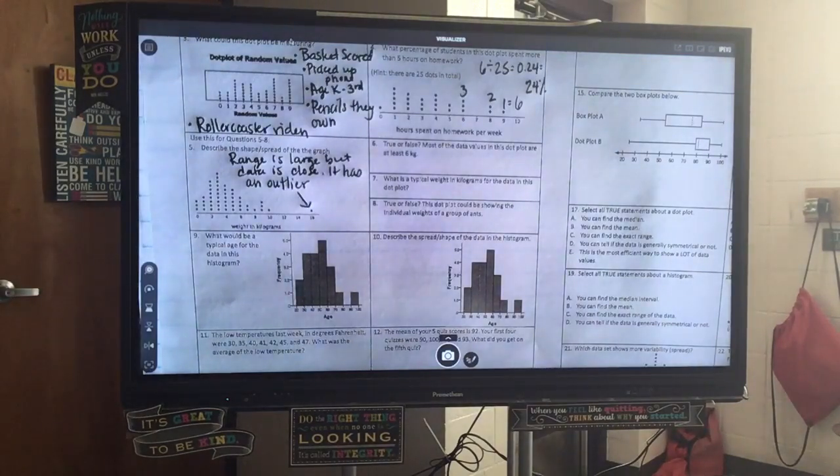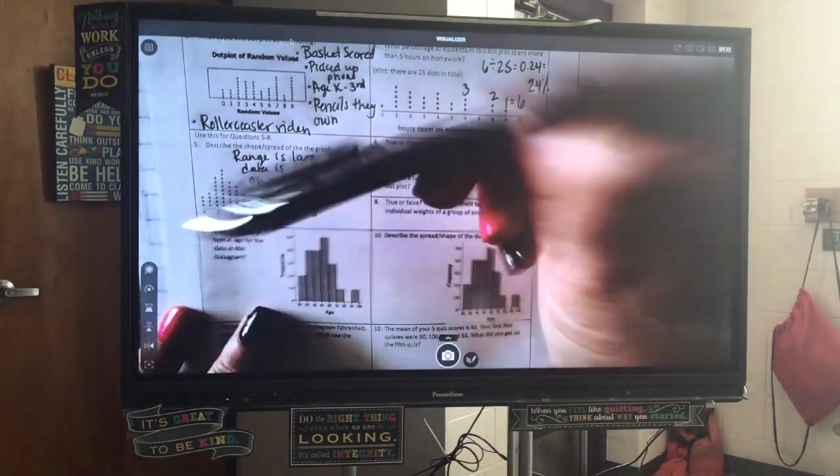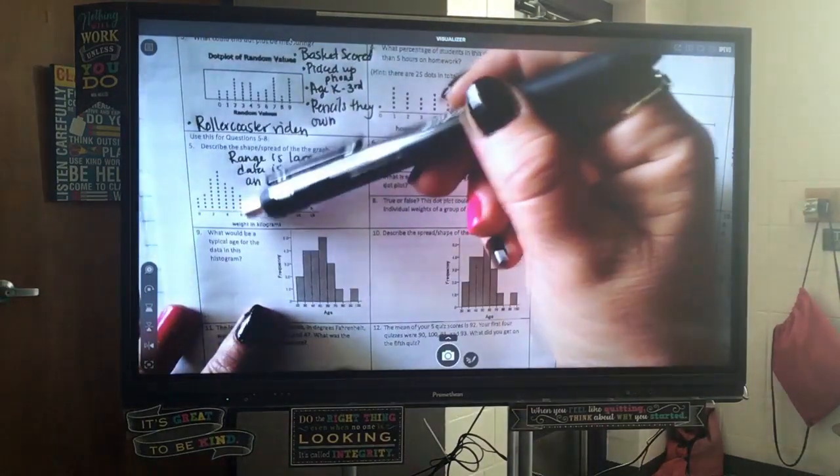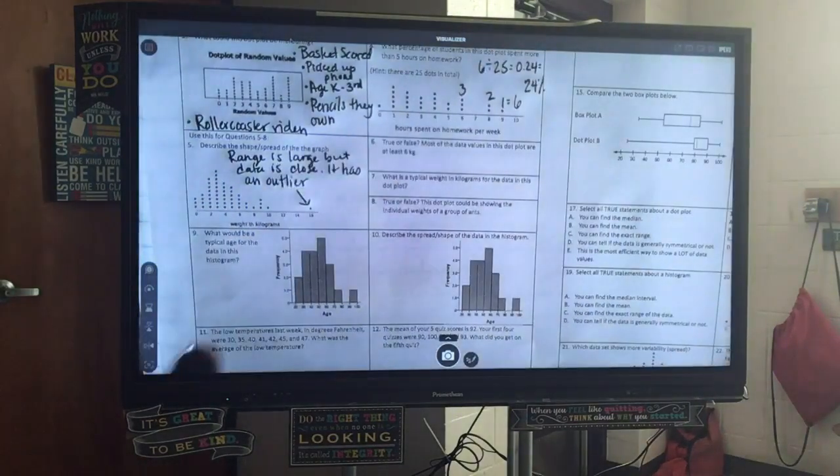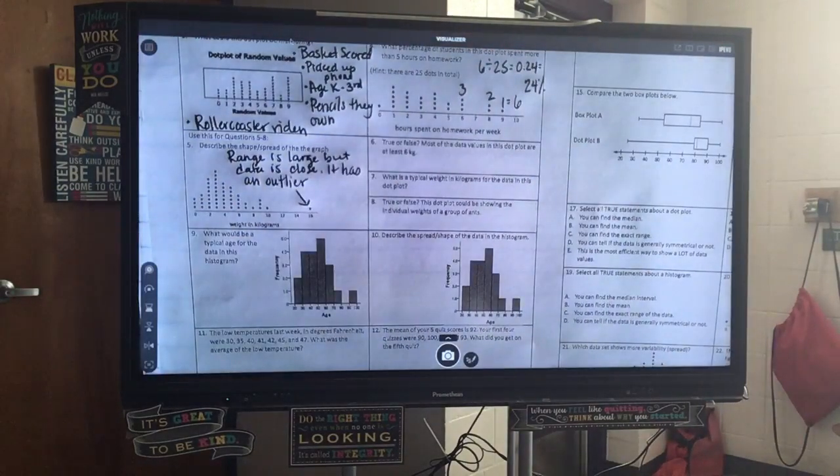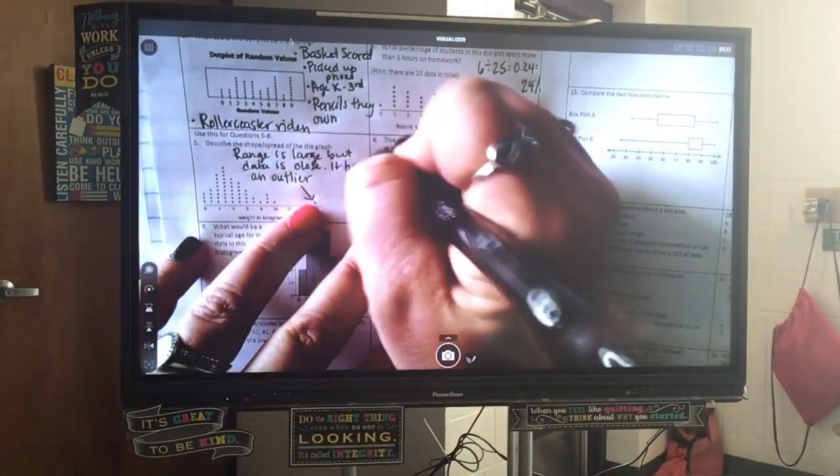Alright, so do we say then that most of the data values are at least 6 kilograms or more? So if you count 6 kilograms, you're 1, 2, 3, 4, 5, 6, 7, 8, 9, 10, 11, 12. So do we agree that most of the data is 6 or higher? No, we do not. So this would be false.